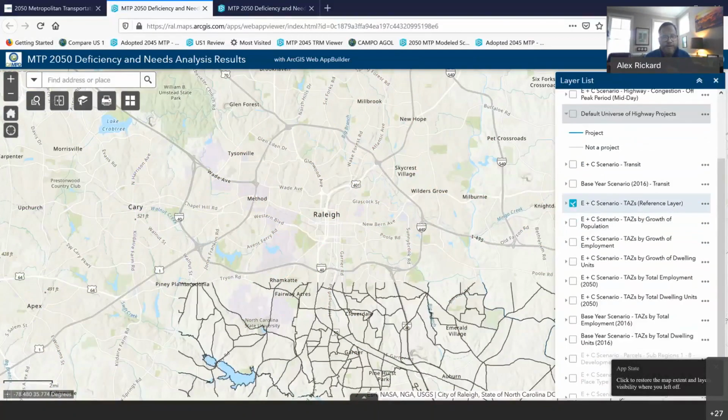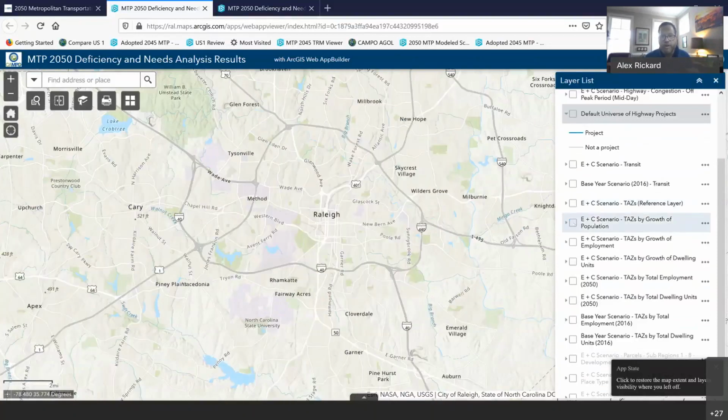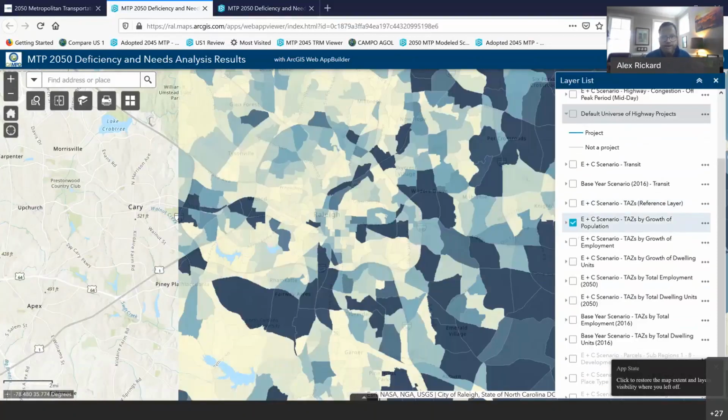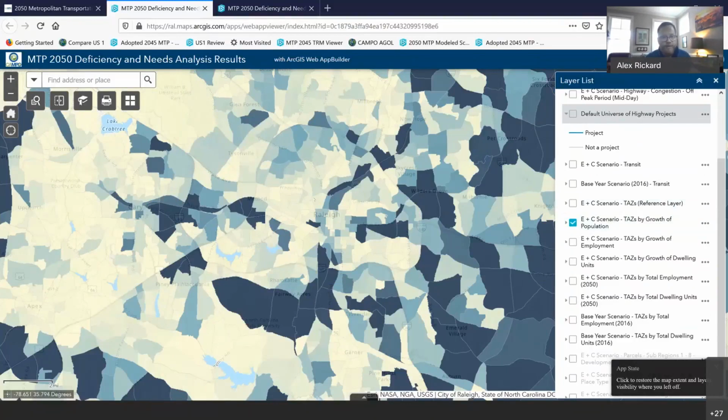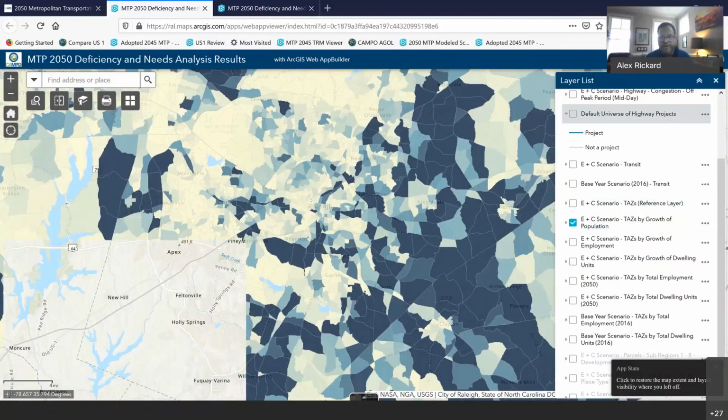There's a TAZ layer included for reference, but I want you to see the growth. So planners, as you're looking at anticipated growth for your area, check out these different TAZ layers. This is population growth by 2050 based on that E plus C network and the CommunityViz model that goes along with that.